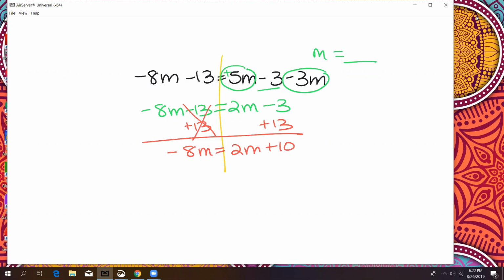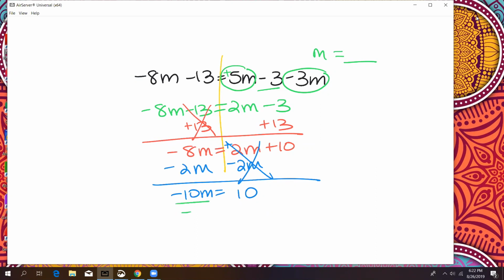So again, I want my variable on the left. So I'm going to subtract, because this is a positive 2m, so I'm going to subtract 2m from both sides. So negative 8m minus 2m is negative 10m, and then the 10 is all that is left on the right side. So then now the only thing I have left to do is to divide both sides by negative 10, and you get that m is equal to negative 1.